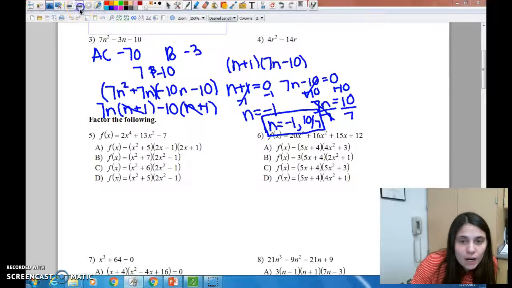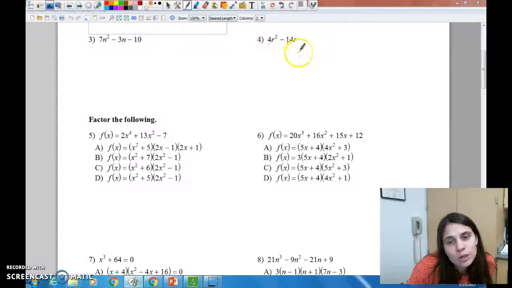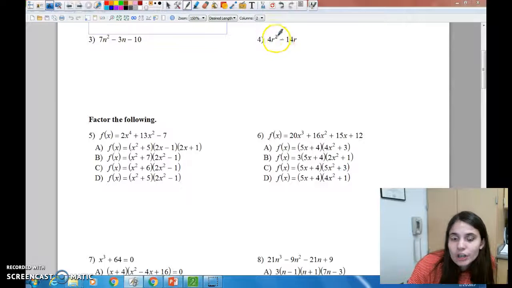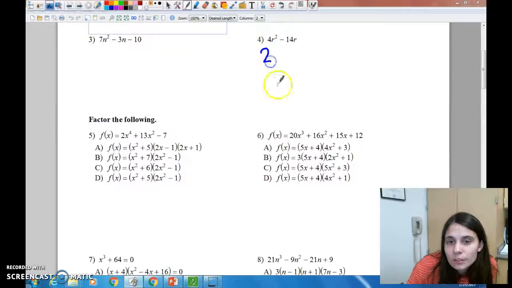Number 4 also has two terms, just like number 2 did. The difference is this has an A term and a B term. It doesn't have a C term. So in this case, I can start by just taking out my greatest common factor and then see if I have to go further. So with 4 and 14, I can pull a 2 out of both of those. And then r squared and r, I can pull out 1r.